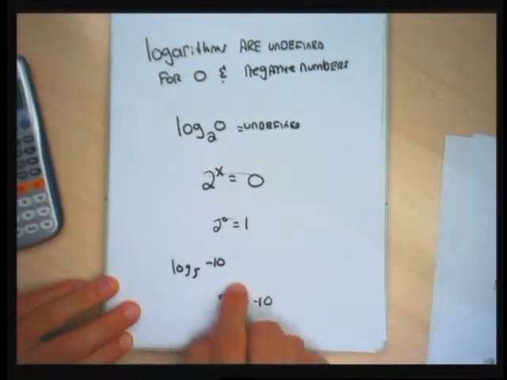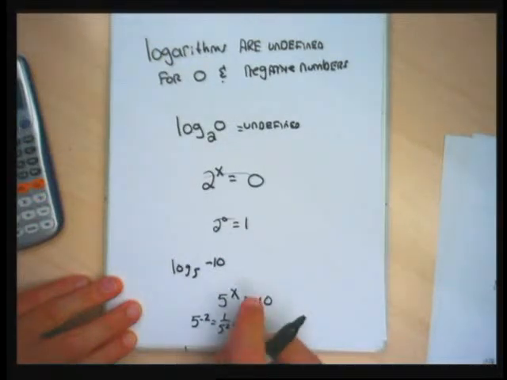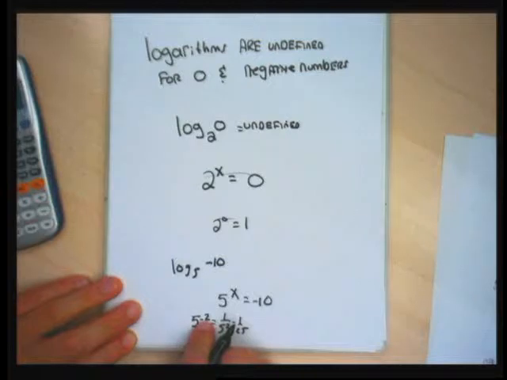And this side is always positive. If you put a negative exponent in, like negative 2, and if you thought negative 2 was the answer, you'd be saying 5 to the negative 2 is negative 10, but it isn't. 5 to the negative 2 is 1 over 5 squared, which is 1 over 25. So this is definitely not equal to negative 2, because 5 to the negative 2 power isn't negative 10.